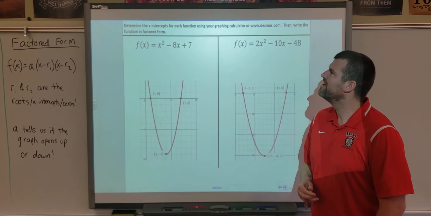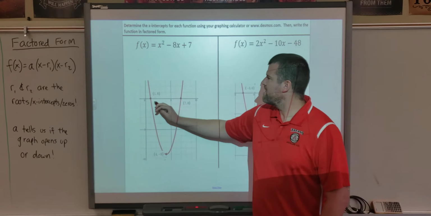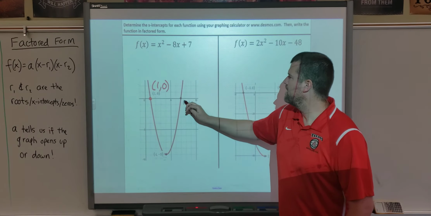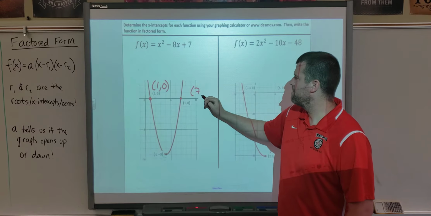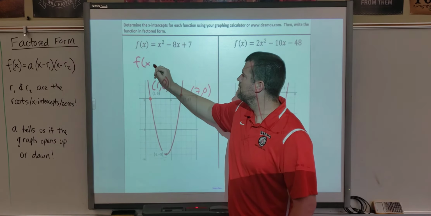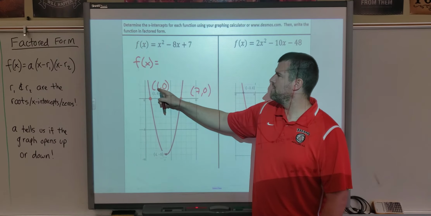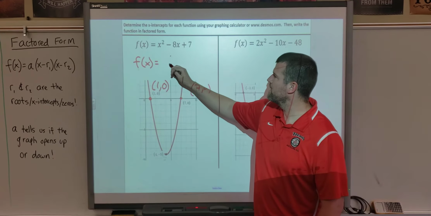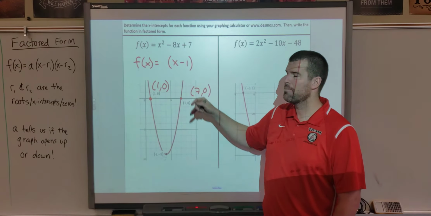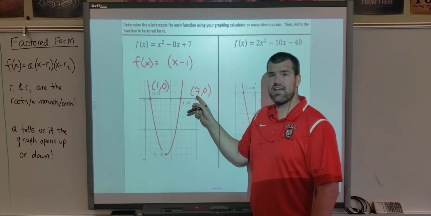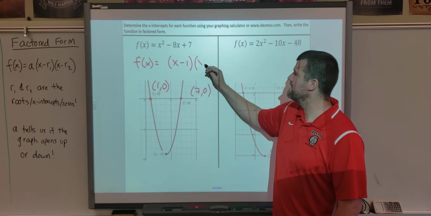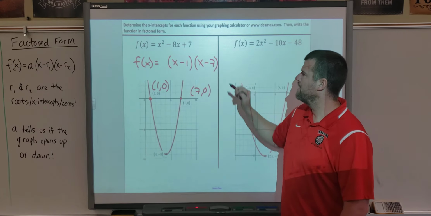Hopefully you've used that before. But when I graph it, I get intercepts of (1, 0) and (7, 0). So I know if I'm going to write this in factored form, in order to get an intercept of 1, I need my parentheses to say the opposite of 1. So it needs to say x minus 1. And then to get positive 7, I need my other parentheses to have the opposite of positive 7. So it needs to say x minus 7.